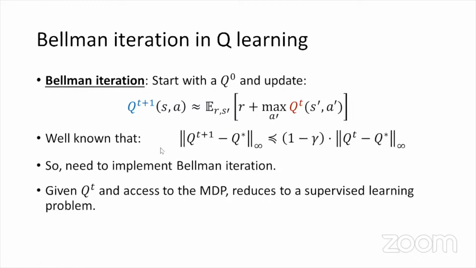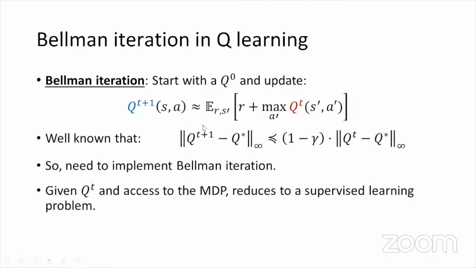Right. And it is well known, and again goes back to Bellman's theorem, that if we do this kind of Bellman iteration, then in the infinity norm, where the infinity norm is taken over all state action pairs, if you think of this as a vector in the mod S times mod A dimensional space, then the distance to the optimum, so Qt plus 1 minus Q star in this infinity norm, goes down by at least a factor of 1 minus gamma every time you do this iteration. Okay. So if we are able to do the Bellman iteration, then given Qt, we are able to compute Qt plus 1, and then Bellman's theorem tells us that this converges to the optimal Q star function in this infinity norm. Okay.